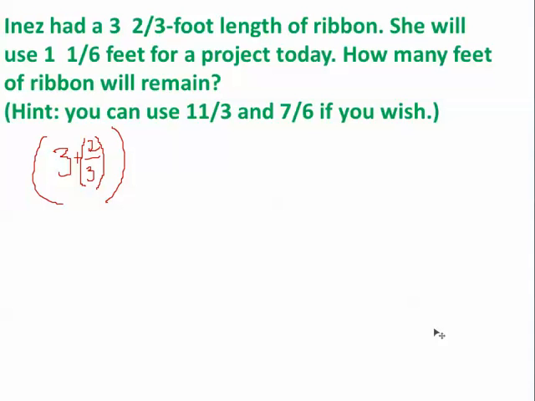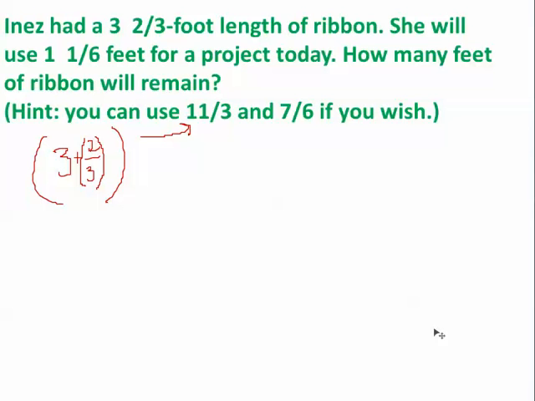I know that looks kind of weird, and it's probably best to simply say, oh, 3 times 3 is 9, plus 2 is 11, and change that into an improper fraction of 11/3, which you did right here anyway. So I just want to kind of show you both ways.